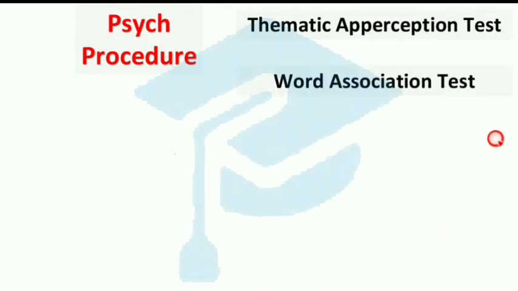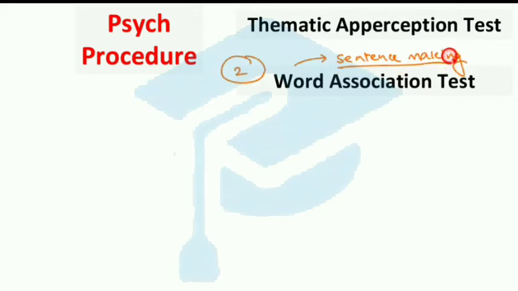Clear? Next test is the word association test. Now, in this word association test, in layman's terms, it is popularly known as the sentence making test. And sentence making is the gist of this. Now, in this word association test, you effectively have 15 seconds.